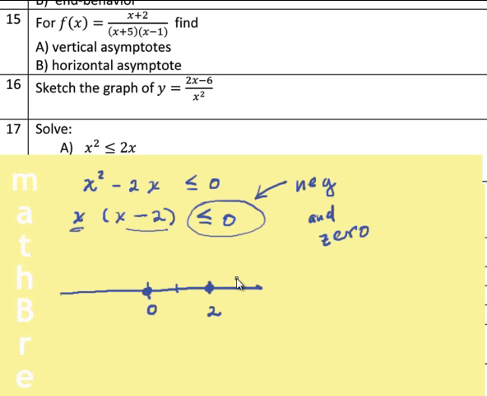So when x is bigger than 2, this is positive. Then it switches to negative, and then positive. We want to choose where the expression is negative and 0. So here it's negative, and it's 0 at these 2 points. So we have everything between 0 and 2, including 0 and 2.